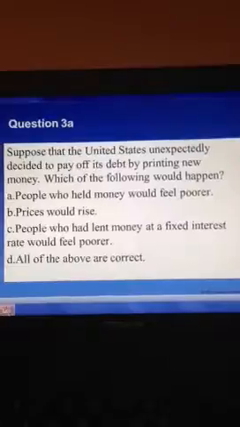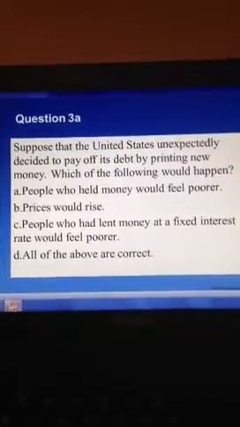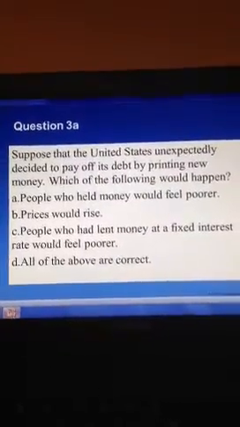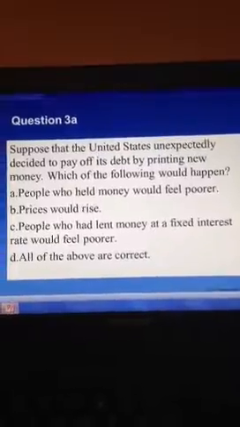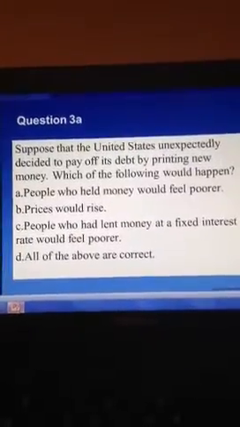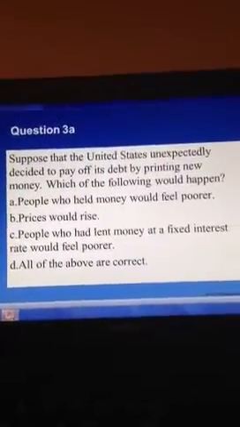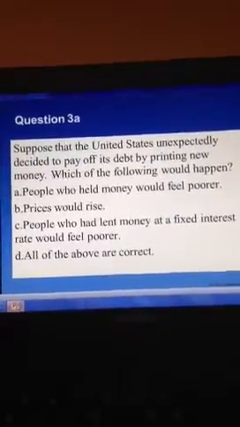Suppose the United States unexpectedly decided to pay off its debt by printing new money. Which of the following would happen? A, people who held money would feel poorer. B, prices would rise. C, people who had lent money at a fixed interest rate would feel poor. Or D, all of the above.